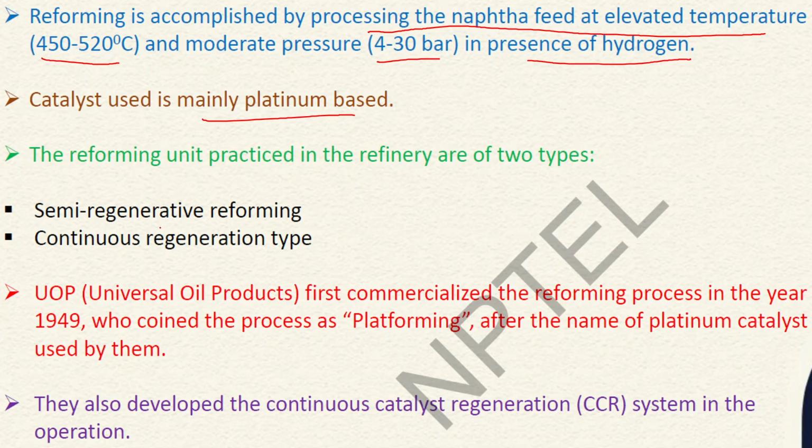The reforming process is mainly of two types: semi-regenerative type and continuous regenerative type. UOP, that is Universal Oil Products, is the company which first commercialized the reforming process in the year 1949, and it called this process platforming. Why platforming? Plat came from the word platinum, as it used a platinum based catalyst, and forming came from reforming. They also developed the continuous catalyst regeneration system.